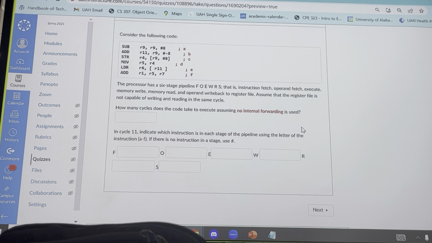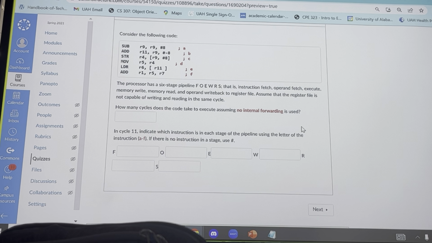How do you figure this out? Do you remember what you did on your homework? Draw a table, right? Yes, sir. There's really no other way to do this than to draw. You're going to have paper to draw your own table. This is not an essay question, so you won't have to do it in Canvas. Okay. So, it's asking also in cycle 11, what cycle do we start on?